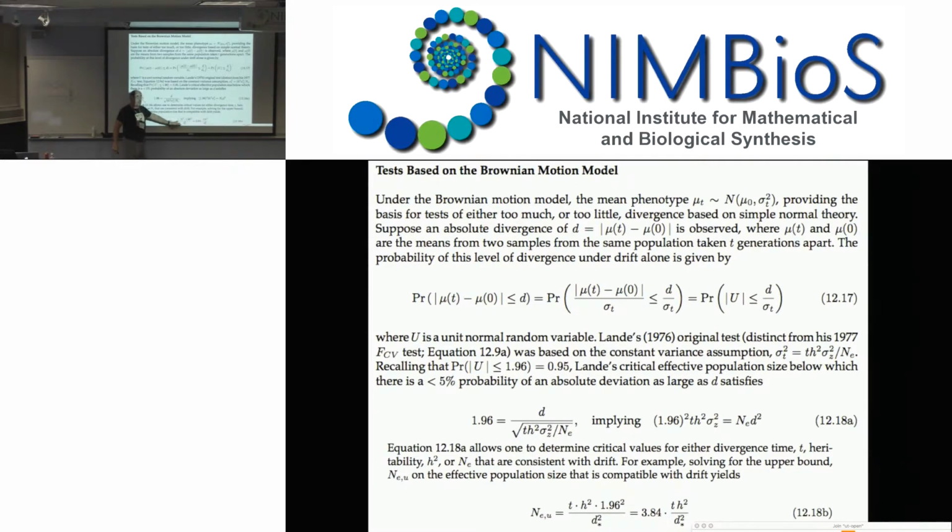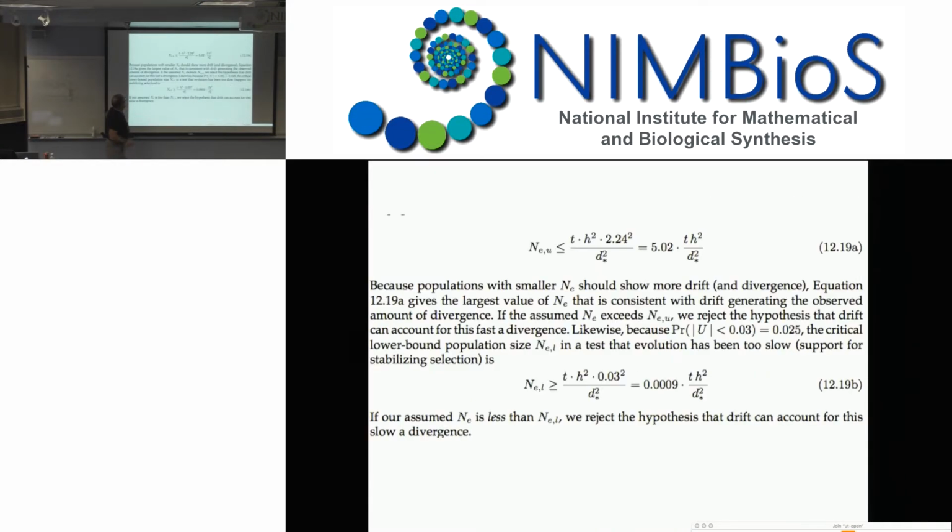This is only testing for too much divergence. Tyranny argued that's not the correct hypothesis. So here is the critical value for too much divergence, again at the 5% level. And likewise, here's the critical value for too little divergence relative to drift. So there are details in there. Those numbers you look up, either from the slides or from the book.